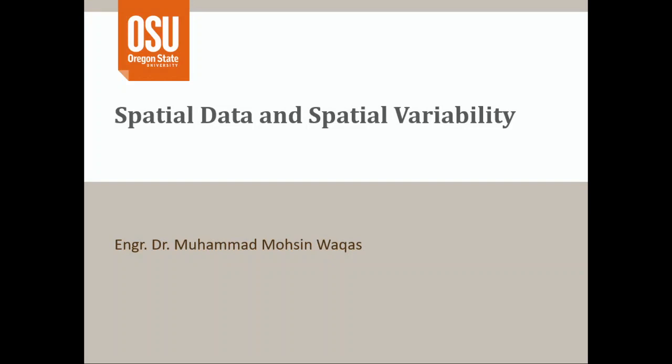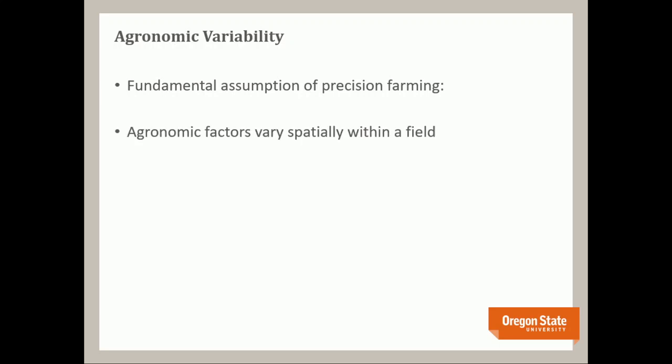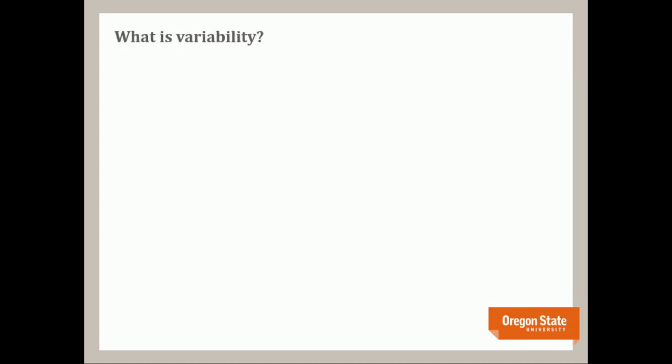Today we are going to discuss spatial data and spatial variability. What is agronomic variability, as we are much more concerned about it in the precision agriculture course? So what is agronomic variability? The fundamental assumption of precision farming is that agronomic factors vary spatially within a field. If these factors can be measured, then crop yields and or net economic returns can be optimized.